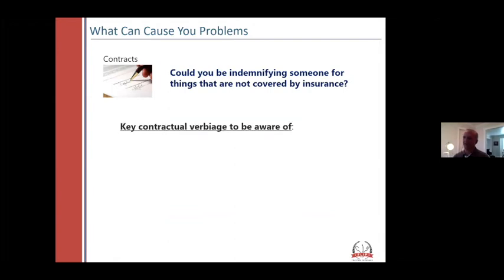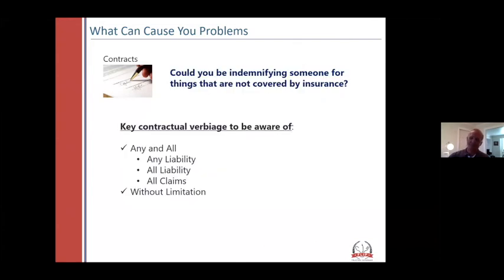Could you be indemnifying somebody for things that are not covered? Absolutely. The things you need to be aware of: language that says any and all, any liability, all claims, without limitation. These are key words that you're going to see in these contracts. And as you start looking at contracts or having contracts written on your behalf, you're going to see all these words come up. I'm not beating up on attorneys, but when an attorney's hired, they are hired to protect the person that hired them. And so they're going to put the broadest language available in there.